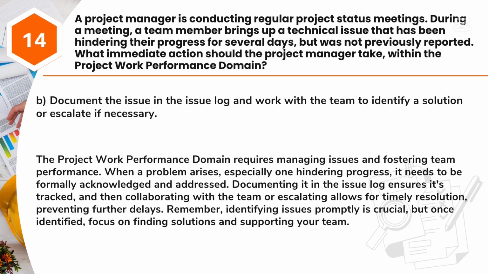Answer: B. Document the issue in the issue log and work with the team to identify a solution or escalate if necessary. The project work performance domain requires managing issues and fostering team performance. When a problem arises, especially one hindering progress, it needs to be formally acknowledged and addressed. Documenting it in the issue log ensures it's tracked, and then collaborating with the team or escalating allows for timely resolution, preventing further delays. Remember, identifying issues promptly is crucial, but once identified, focus on finding solutions and supporting your team.